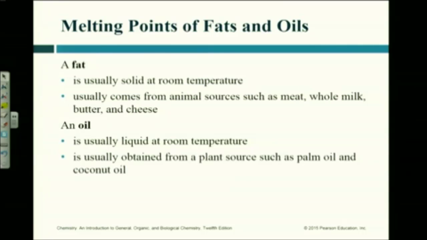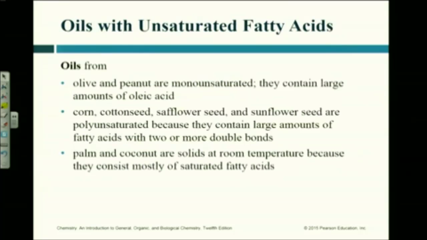that's not that drastic. So oils from olive and peanut oil are monounsaturated, so they can contain large amounts of oleic acid. These other oils may contain fatty acids with 2 or more double bonds. Palm oil and coconut oil are solids at room temperature, so they contain mostly saturated fats, right?